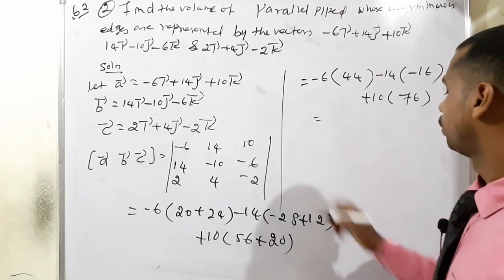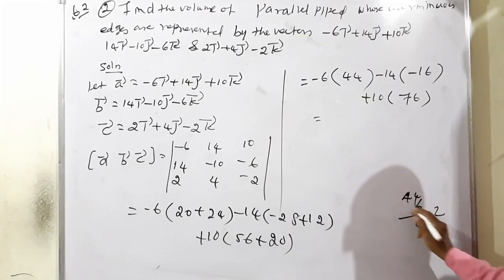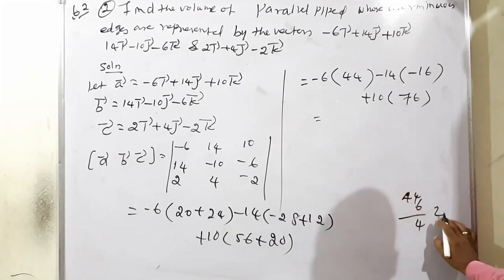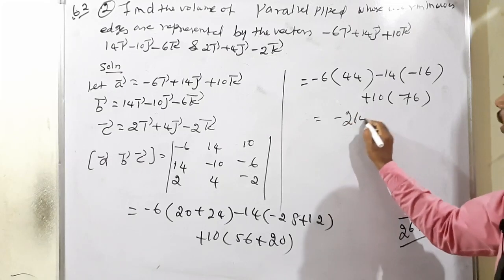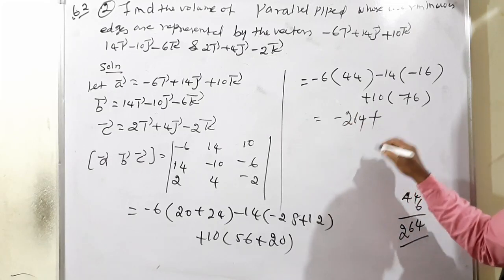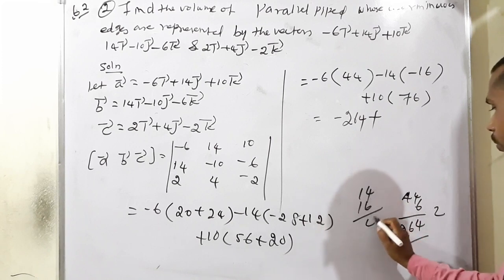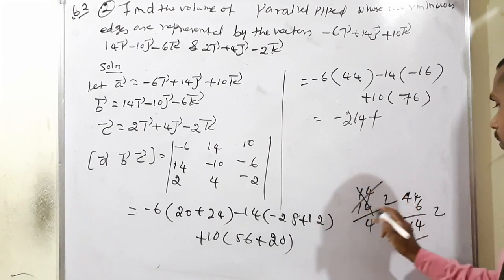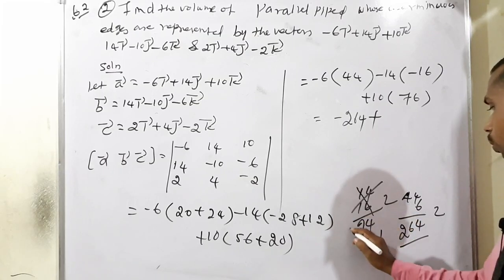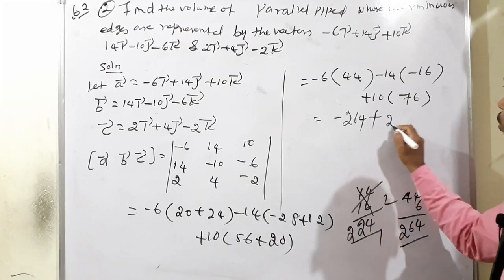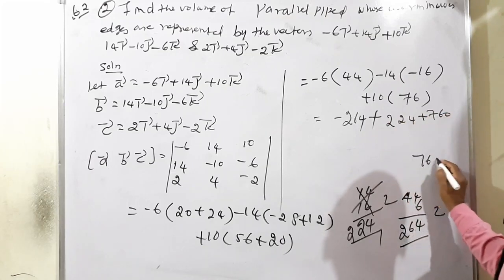Now 44 into 6. So 6 4s are 24, 4 2, 4 6s are 24, 24 plus 2 is equal to 26. 2 100 and minus 2, 264. Again minus into minus plus 14, 16. 6 4s are 24, 4. 6 plus 4 is equal to 10, 10 plus 2 is equal to 12. 1 1 is 1, 1 plus 1 is equal to 2. 2124 plus 760, so add it, 760.